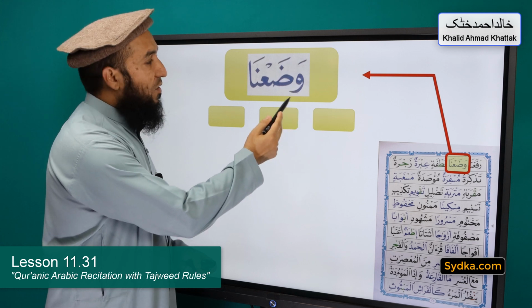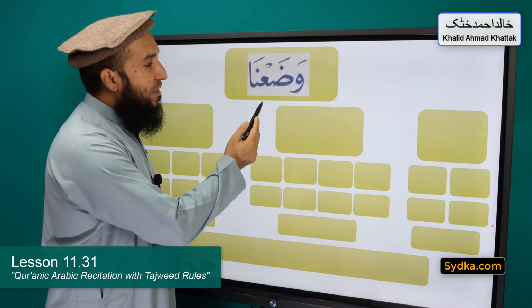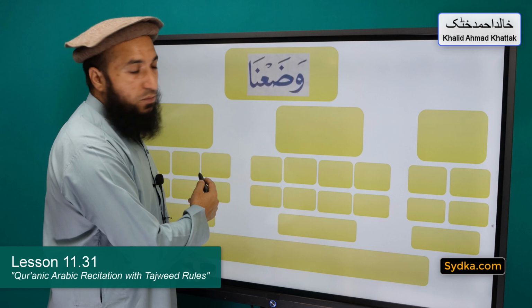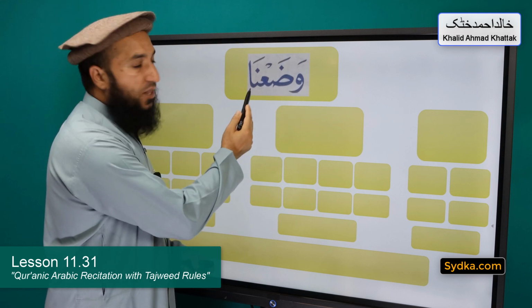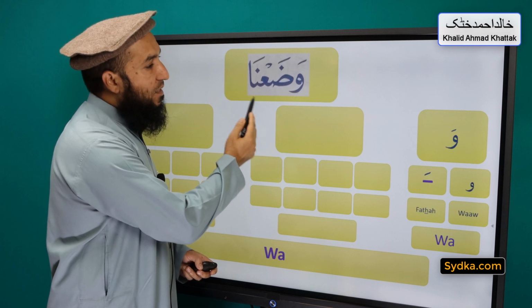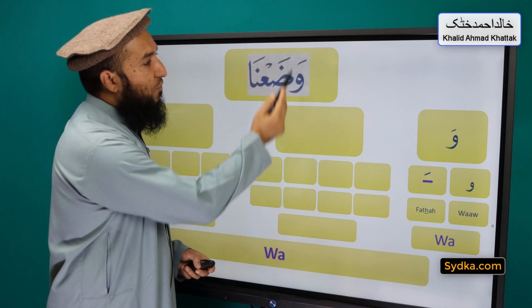The next word we have is wada'na, and it can be divided into three syllables. The first one is wa, the second one is da', and the third one is na. So the first syllable we have is waw fatha wa.